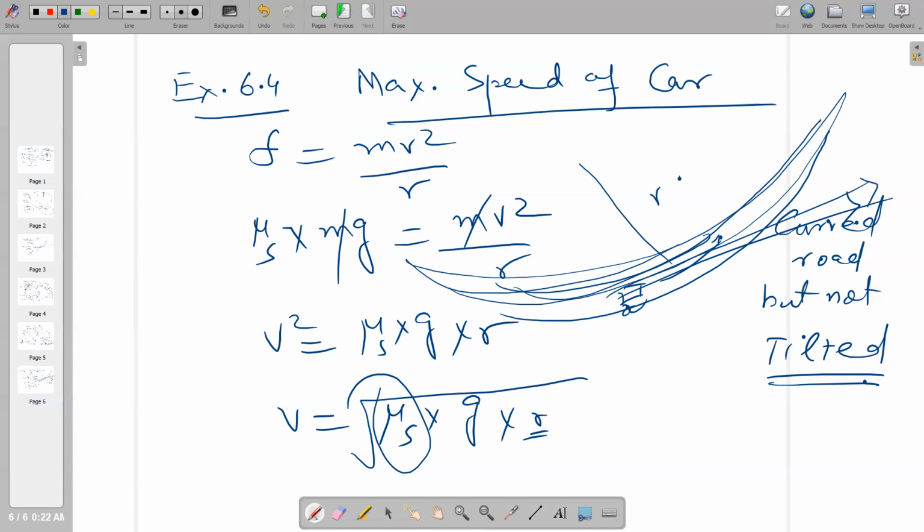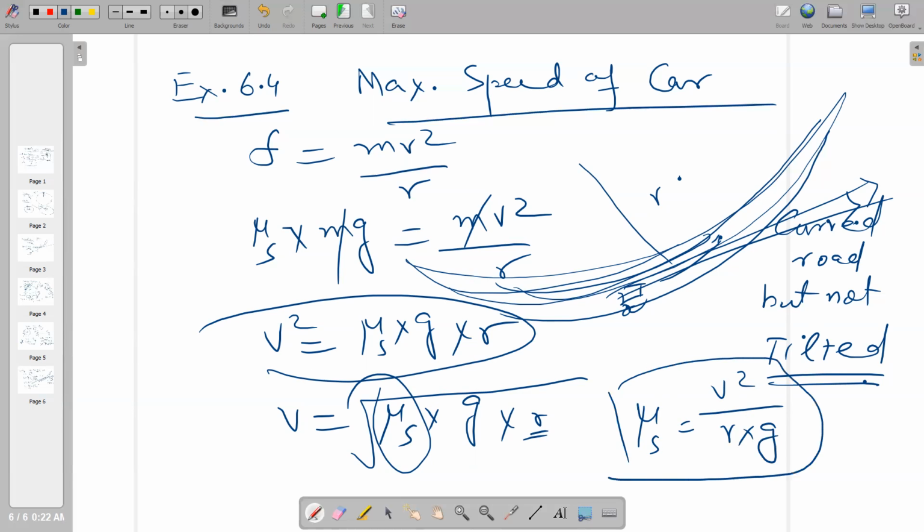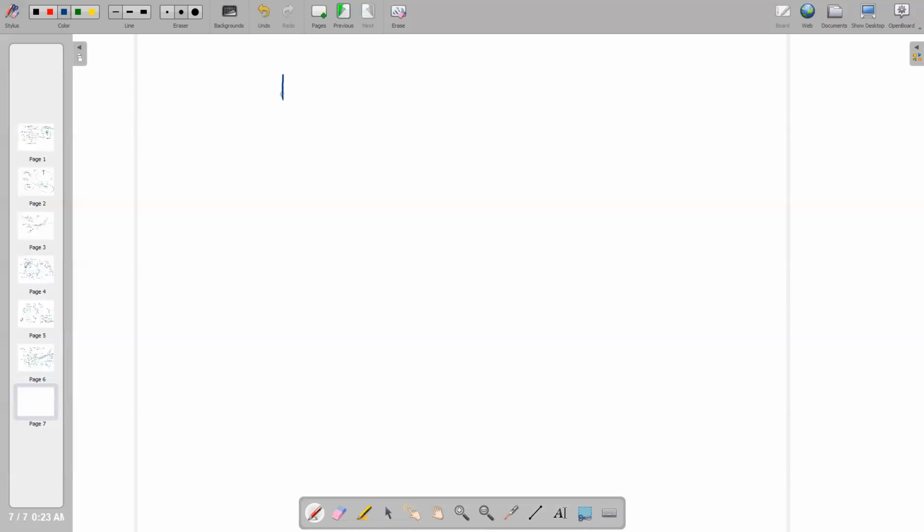They put the limits of the speed. If your speed is very high, then it's difficult. You can also find the mu s value from this equation, v square over r into g. If you have this data, v and r, you can find the mu s. It depends on what kind of problems exist. Okay, this is the maximum speed of car. Here the road is curved but not tilted. The next case is the road is curved and banked, that is, curved and tilted.